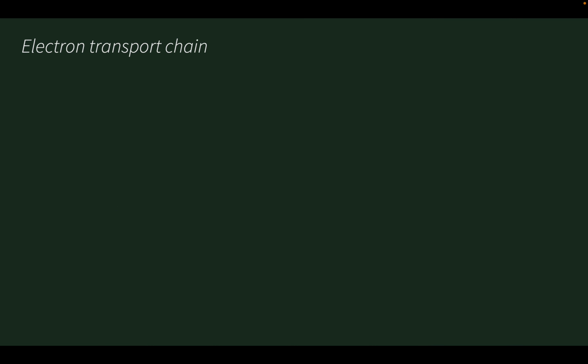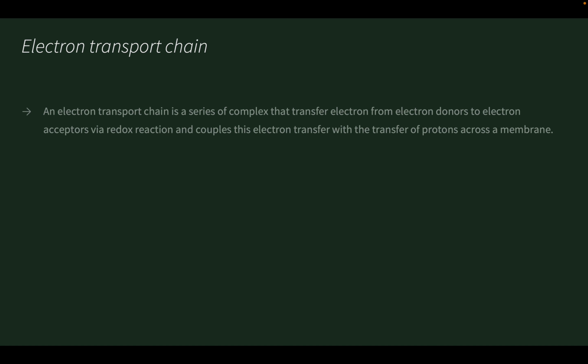So, what is an electron transport chain? It is a series of complexes that transfers electrons from the donor to the acceptor via different redox reactions, and during this they transfer protons across the membrane. The energy that is released during this transfer is used to transfer the protons across the membrane.